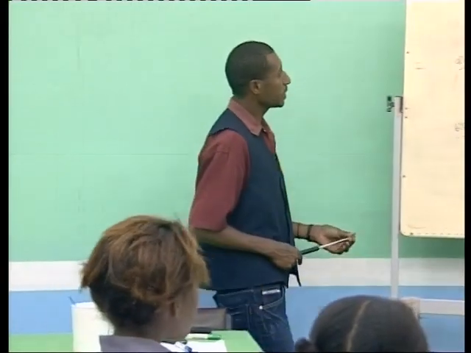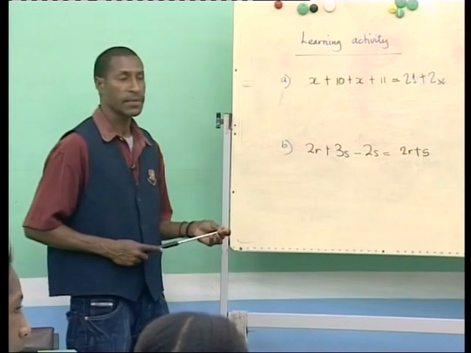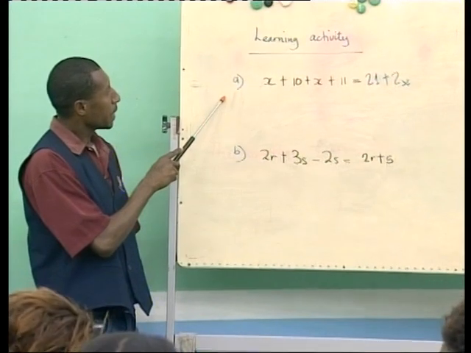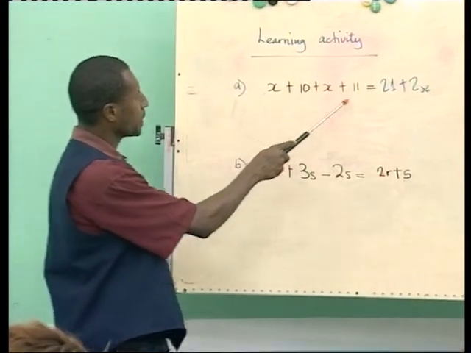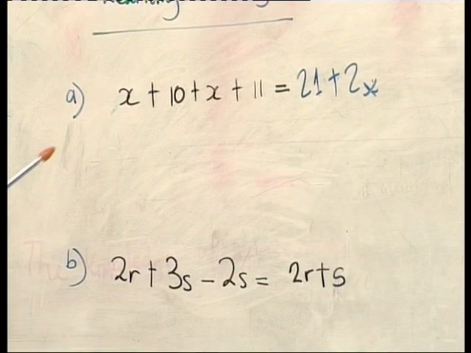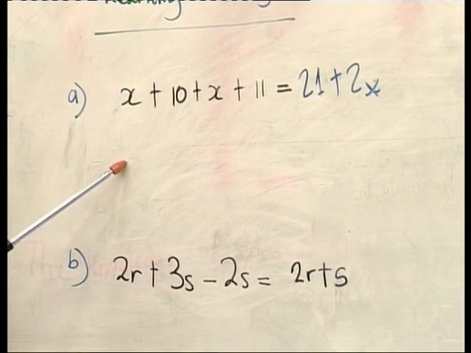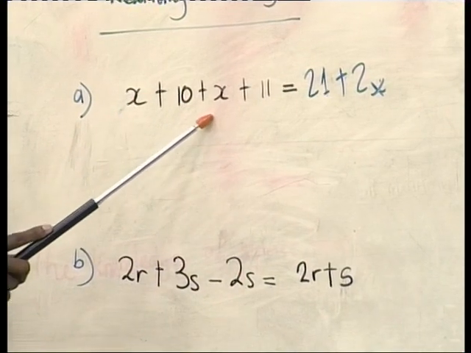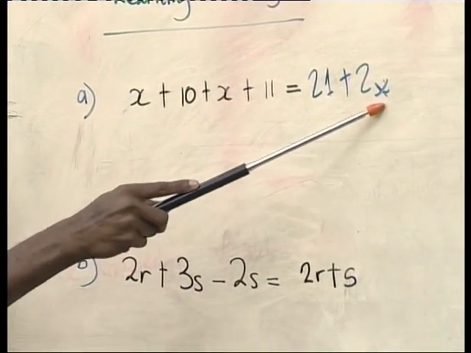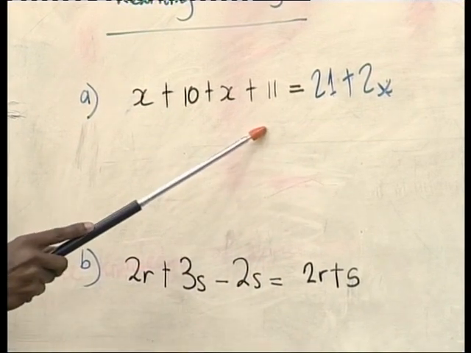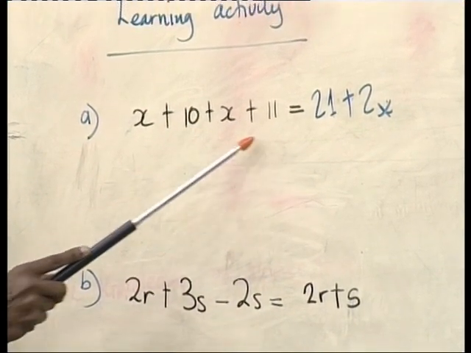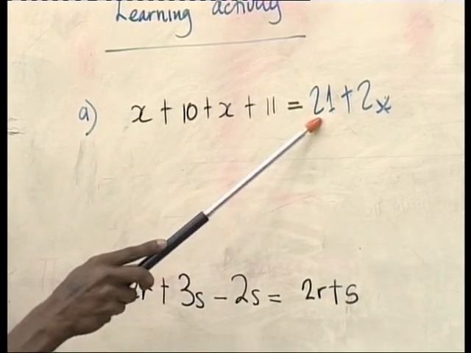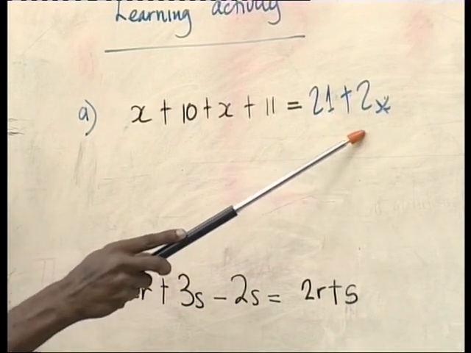Okay, let us look at the answers. Receiving students and 7s. Our first answer A, x plus 10 plus x plus 11. So which two terms are like terms that we can add? This x and this x. So x plus this x is equal to 2x. Yes, we have 2x there. Can we add 10 and 11? Yes. So 10 plus 11 is 21. So our final answer is 21 plus 2x.